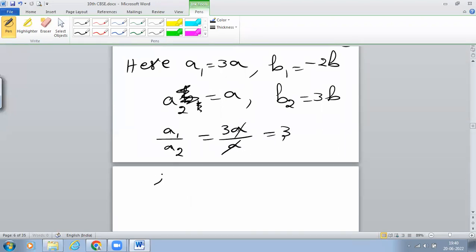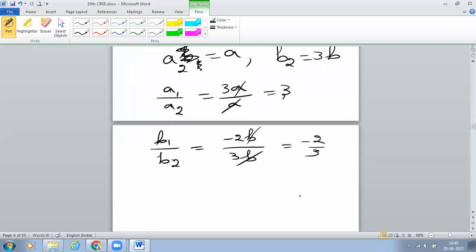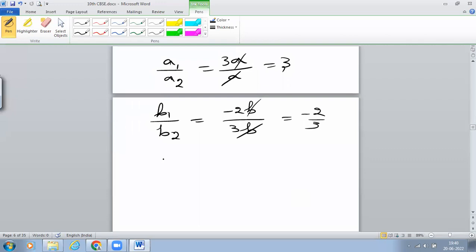What is the value of B1 by B2? B1 is minus 2B divided by 3B. B cancels, and we get minus 2 by 3. We cannot simplify further. Now, are A1 by A2 and B1 by B2 the same or different? Both are different: A1 by A2 is 3 and B1 by B2 is minus 2 by 3. Hence A1 by A2 is not equal to B1 by B2.